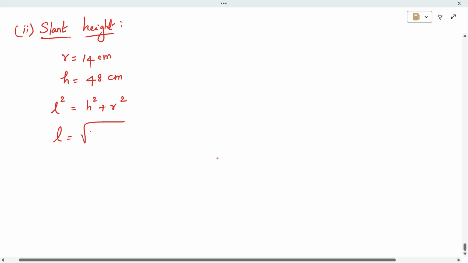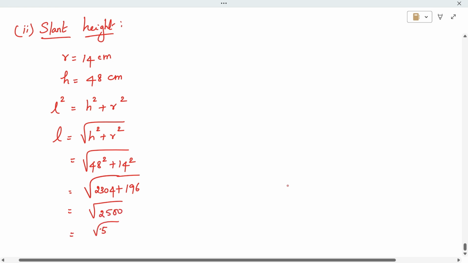So L is equal to root of h square plus r square, that is root of 48 square plus 14 square. So 48 square is 2304 and 14 square, that is 14 times 14, is 196. When I add 2304 and 196, you will get 2500. This can be written as 25 times 100. Square root of 25 is 5. Square root of 100 is 10, so it is 50. Or directly you can specify here root of 2500 is 50. So L is equal to 50 centimeter.